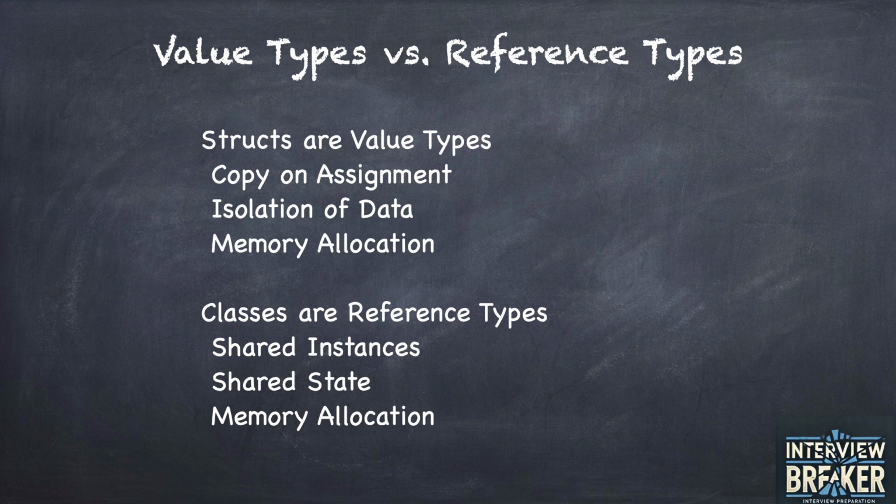Classes, on the other hand, are reference types. Assigning a class instance to a new variable or passing it to a function creates a new reference to the same instance. So, changes through one reference are visible to all others. Classes are allocated on the heap with references pointing to the memory location of the data.